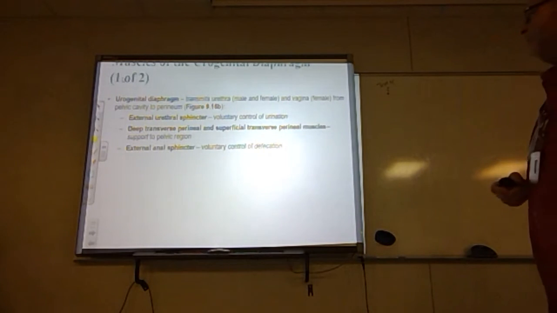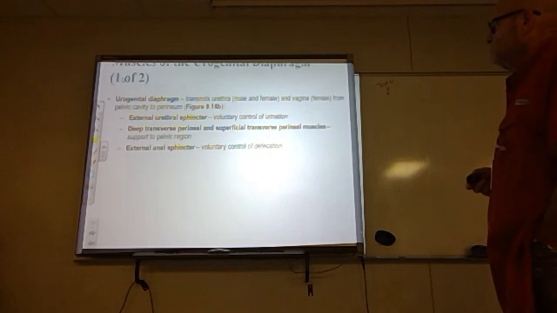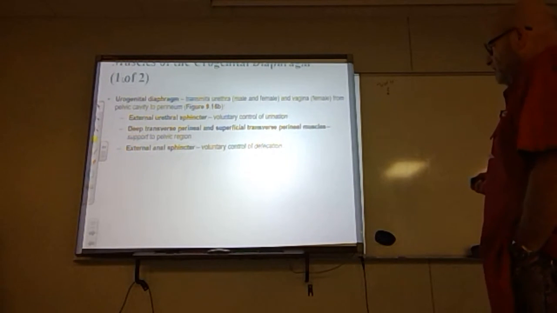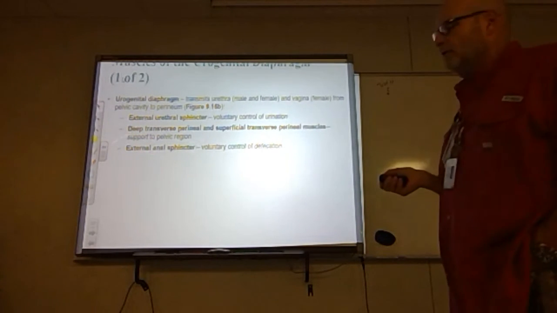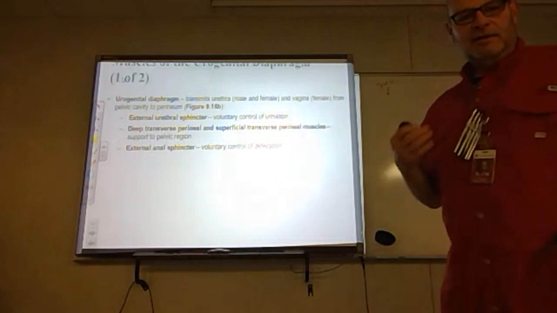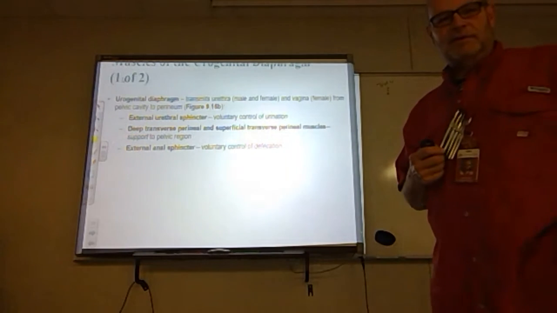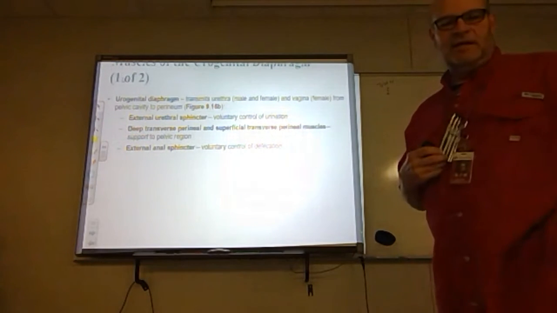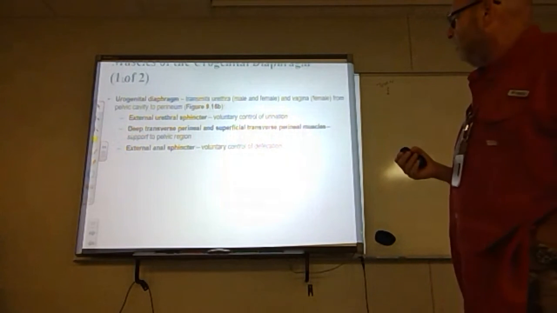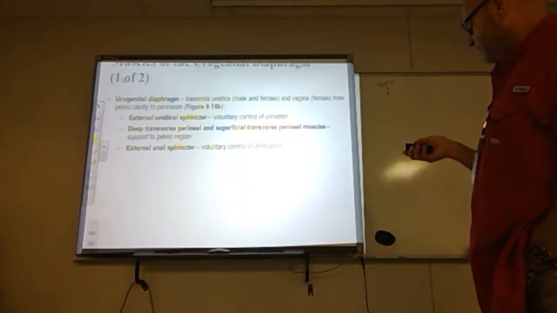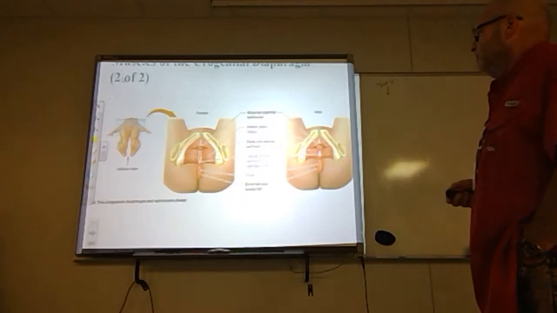The deep transverse perineal and superficial transverse perineal muscles support the pelvic cavity or the pelvic region. The external anal sphincter, again, voluntary control of defecation. That's the one you hope's in really good shape. But again, in addition to the Route 44 Diet Coke, you probably shouldn't have had the two orders of mozzarella sticks and onion rings from Sonic when you knew you were fixing to get on a four-hour car trip. It controls defecation. You hope those muscles are in good shape.